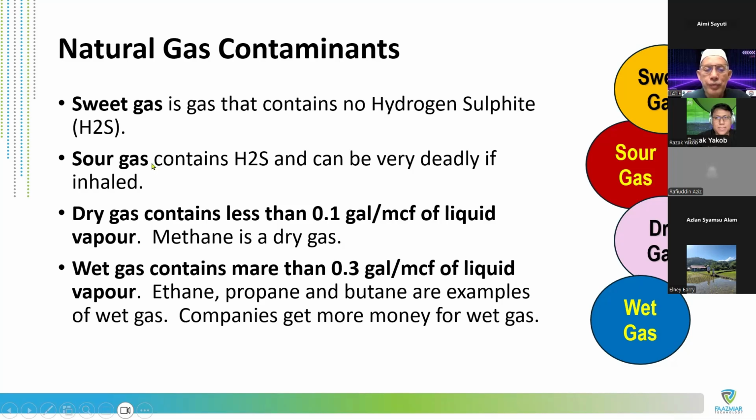When it is dissolved in oil and in gas, it is still okay. But once it becomes free hydrogen sulfide, it starts to attack your metal. It will cause a total, immediate failure of the metal in the free form. So this is a dangerous contaminant called hydrogen sulfide, or H2S.